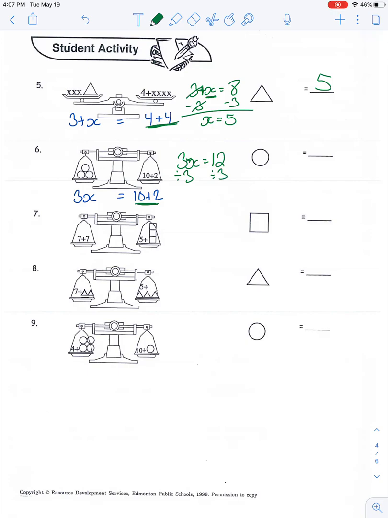What we do to one side, we have to do to the other. There we go. Those are gone. So then x equals 4. Okay, next one. Write the equation first to begin. So we have, okay, well, I'm just going to keep it simple. So 7 plus 7, just as they have it, equals 5 plus 3x.